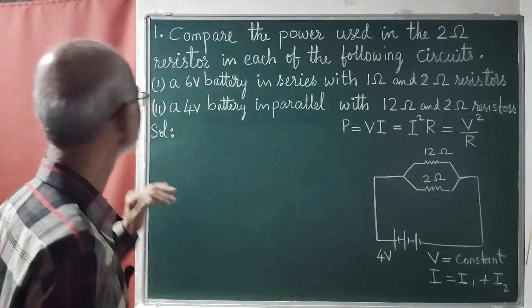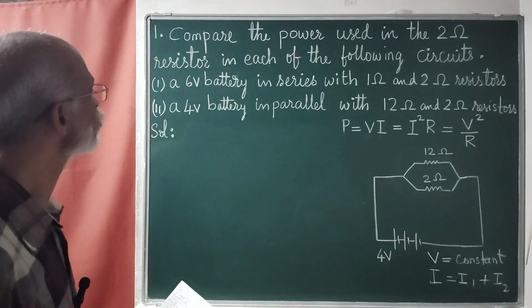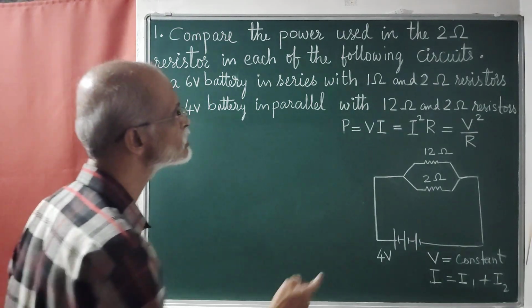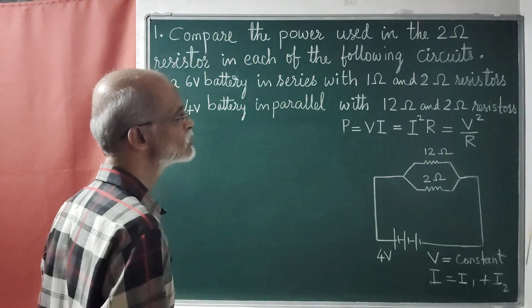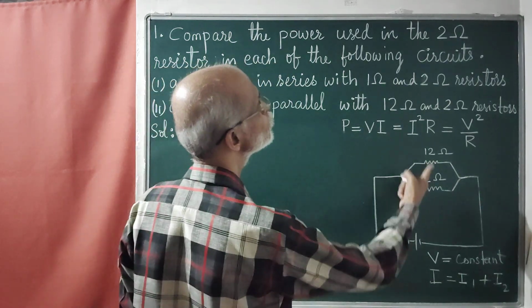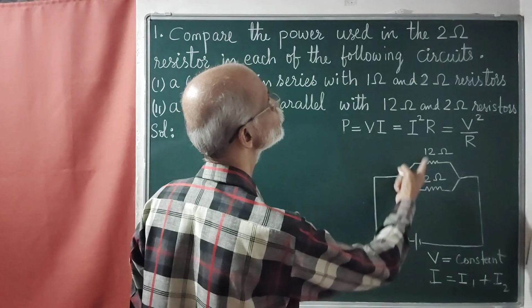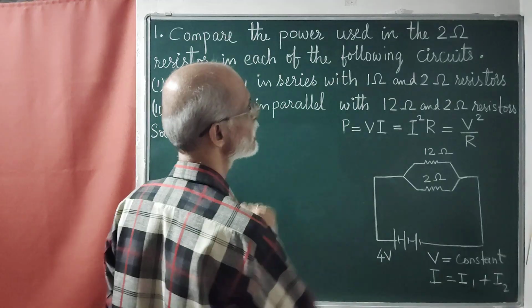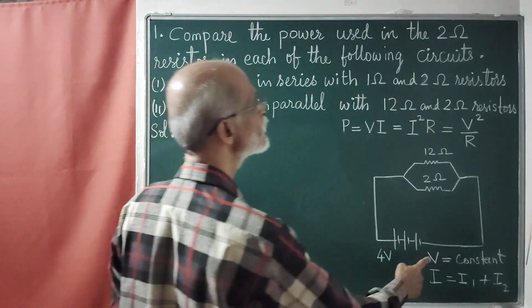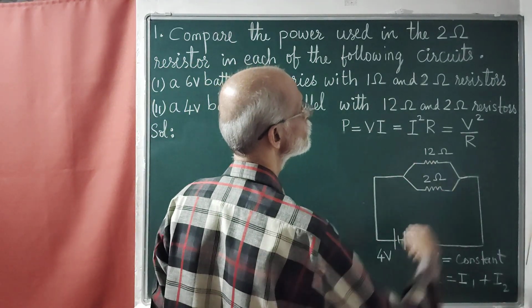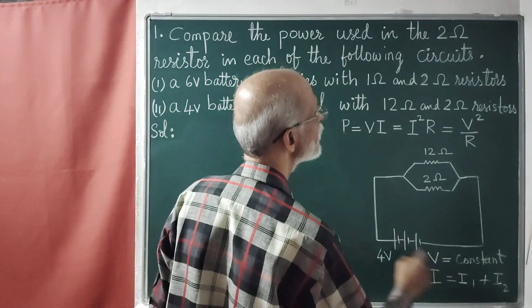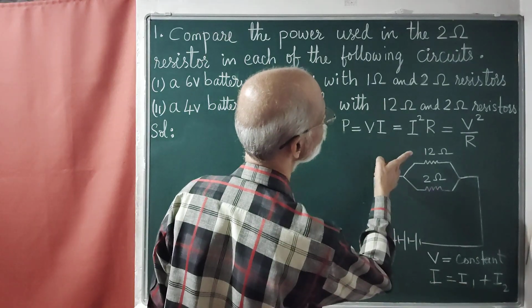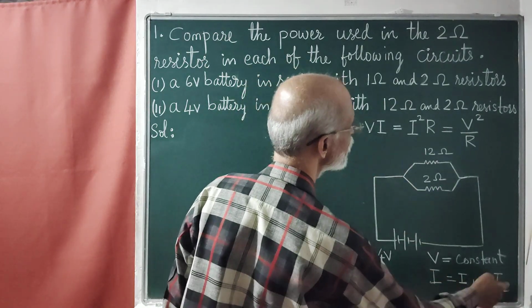Now coming to the second circuit, a 4 volt battery in parallel with the 12 ohm and 2 ohm resistors. This is the circuit diagram. So there are two resistors, 12 ohms and 2 ohms. It is a 4 volt battery. It's in parallel. When it's in parallel, the value of V is constant throughout. And I is not the same. The total current in the circuit is equal to I1 flowing through this one plus I2, I1 plus I2.